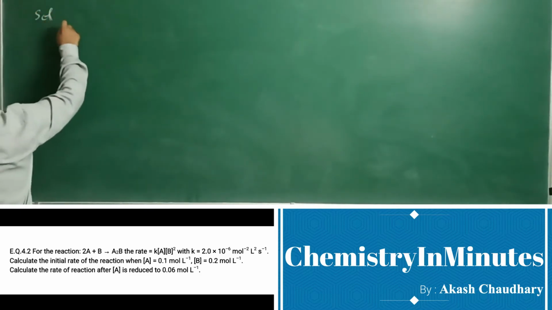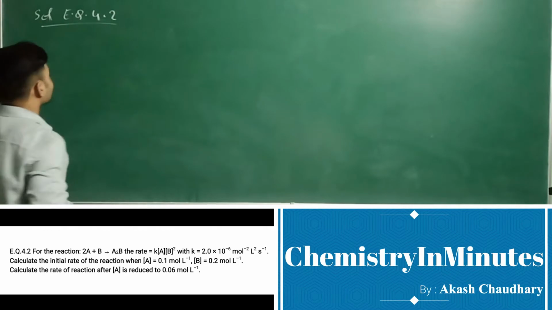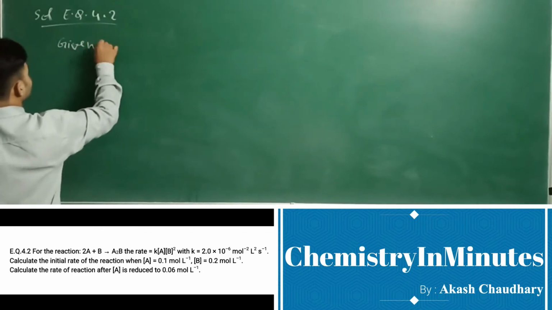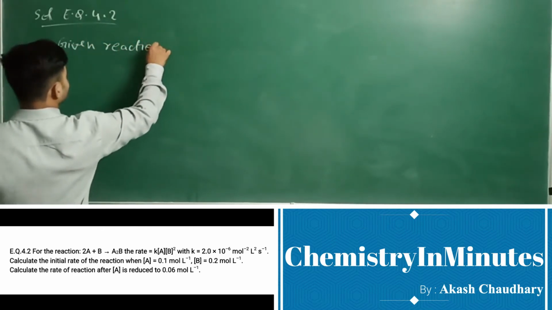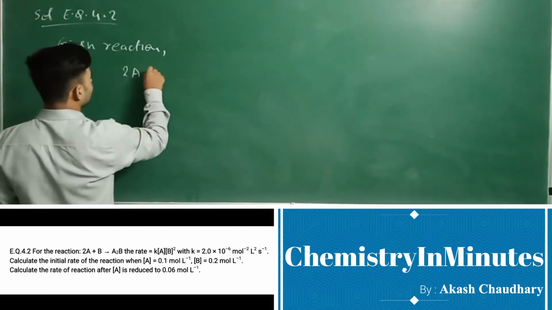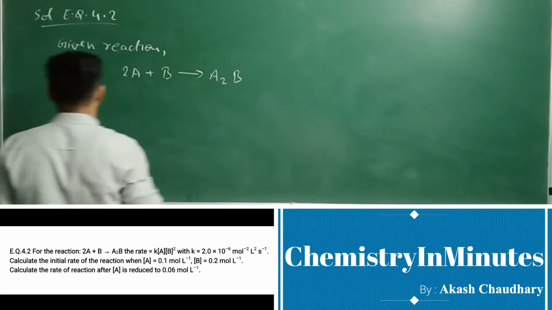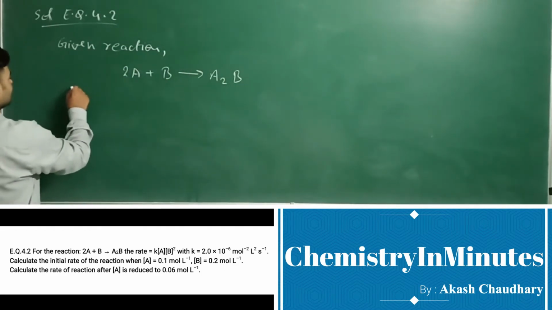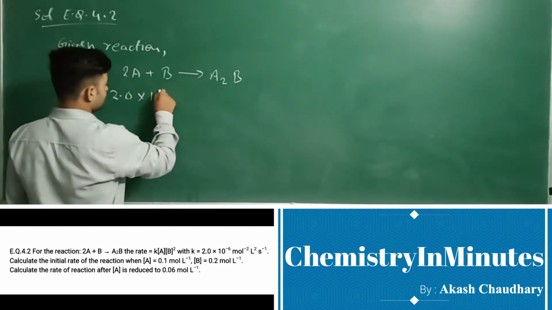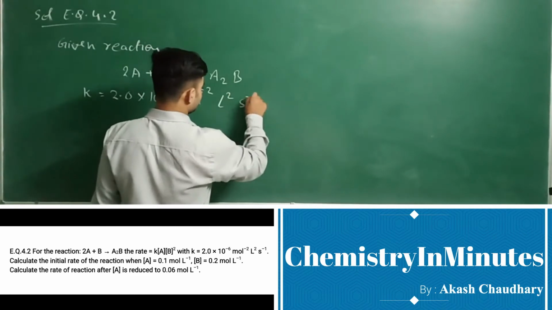Solution to exercise question 4.2. Given reaction: 2A plus B gives A2B, then K is equal to 2.0 into 10 raised to the power minus 6 mole to the power minus 2 liters square second inverse.